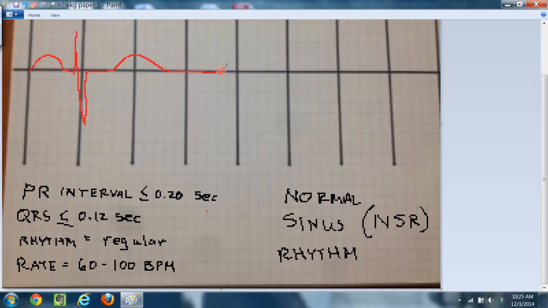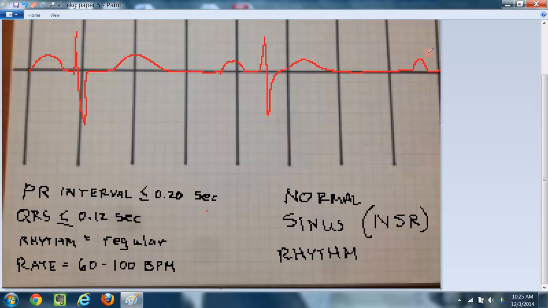SA node goes off. Atria get excited. It's down in the AV. Makes its way through the AV and goes through this again. And a hump. And it goes over here, and we'll get another one. This. So here are some concepts we need to know.